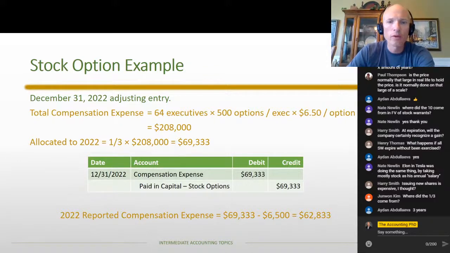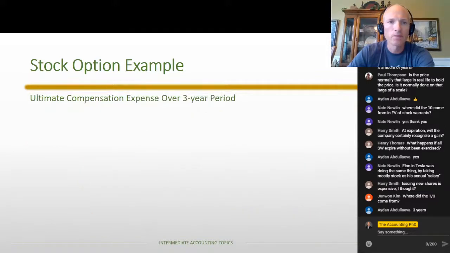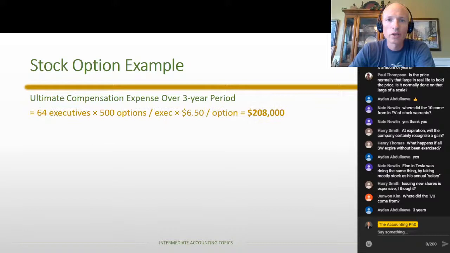Now just a bit more information to tie all the loose ends together. Ultimately we have to think about what happened over the 3-year period. Really, what happened is there were 64 employees that worked for the entire 3-year period. So only 64 employees actually vested in these stock options. And so if you think about it, that means ultimately, at the end of the day, the compensation expense over the 3-year period was $208,000.